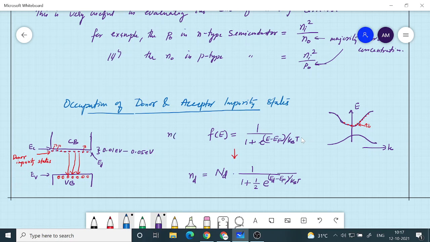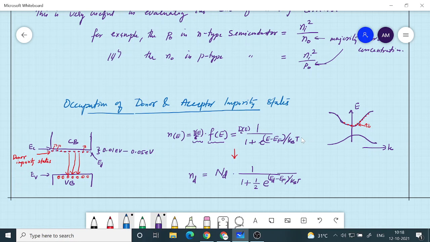This one is similar to what we did earlier. N of E is equal to D of E into F of E. That's what we use for deriving the concentration of N0 and P0. This is equal to say dc of E. This is how we fill up. So this is density of states, and this is the probability distribution function, and f of E is substituted by this function.